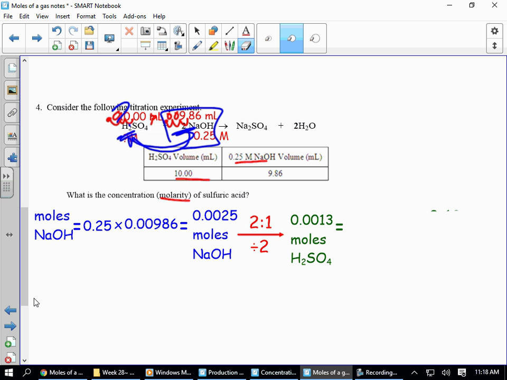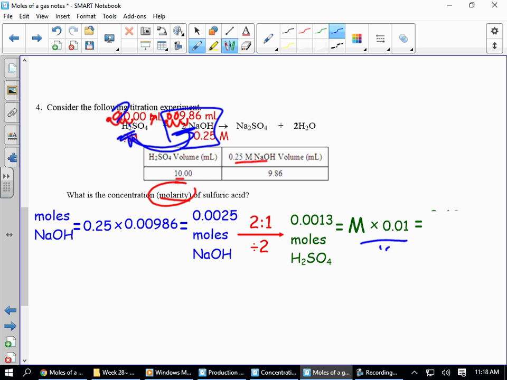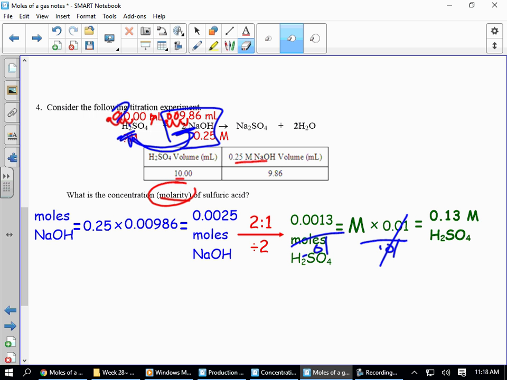Now, what does the question ask, though? It says I would like to know the molarity. So I know moles equal molarity times volume in liters. So what do I know? I'm looking for molarity. We know the volume, got to make it go into liters. You just divide both sides by 0.01, and you get 0.13 molar sulfuric acid.